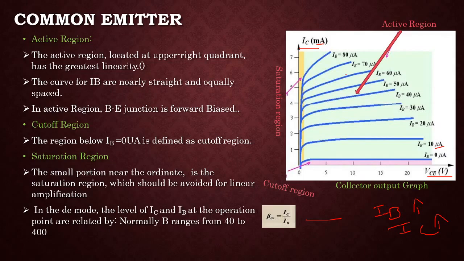And what if I am not giving any current to the base terminal for the CE configuration, and only applying the reverse bias voltage? Whenever we are applying only the reverse bias voltage, there exists a small amount of current. That current we are going to call the cutoff region current.